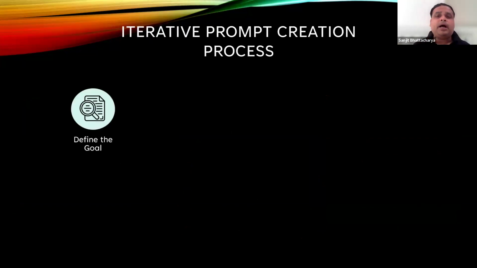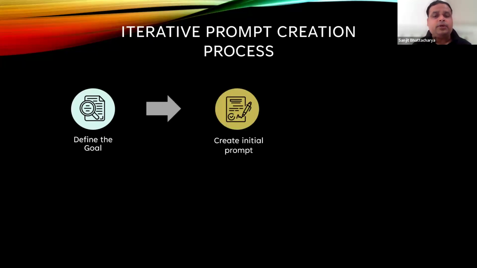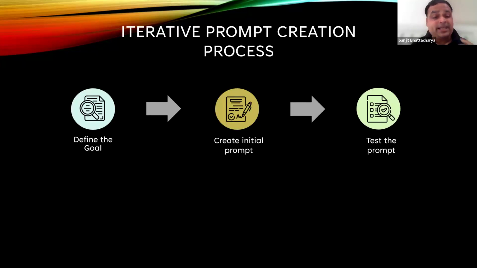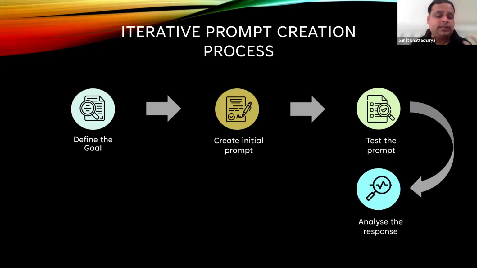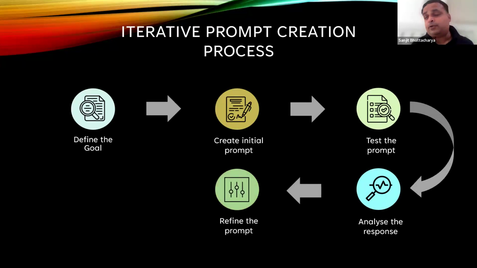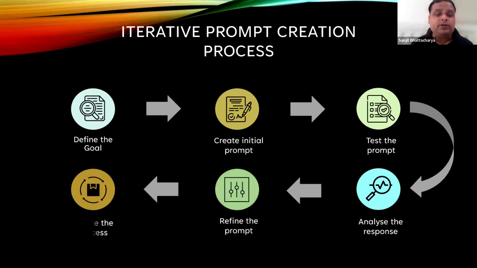Now let us see how the prompt creation process works. First you have to define a goal, then you create an initial prompt, then you test the prompt, and then you see whether you're happy with the result. So you analyze the response, and when you analyze it, you find it needs refinement. When you refine it, you get a better result. And if not, you keep on iterating. So this is a very simple iterative process of prompt creation.